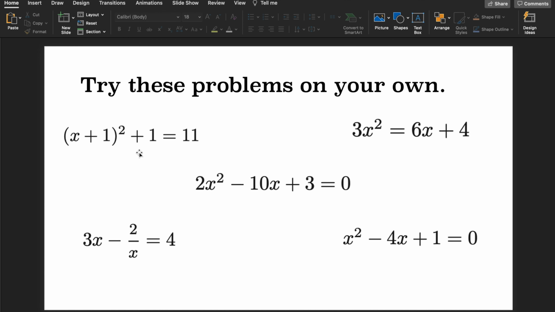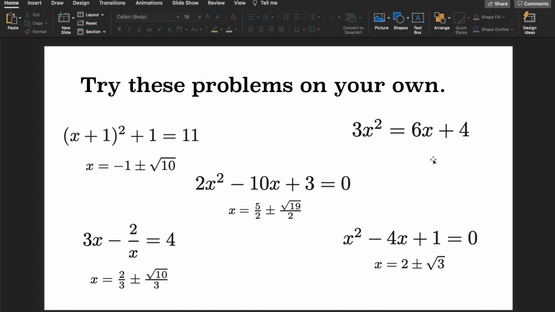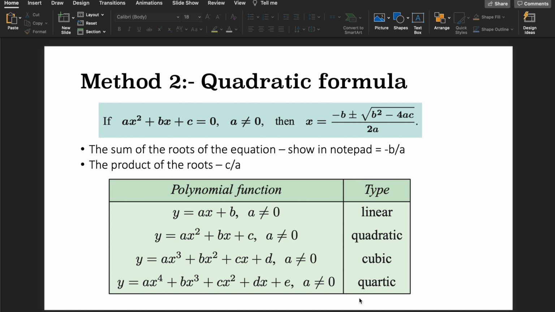Okay, now I'll reveal the answers for the rest of them. To start off, we'll be starting with the quadratic formula. It basically states the quadratic formula, and I will tell you how it was derived. The statement is: if ax squared plus bx plus c equals 0, where a is not equal to 0, then x equals minus b plus or minus square root of b squared minus 4ac, whole divided by 2a.